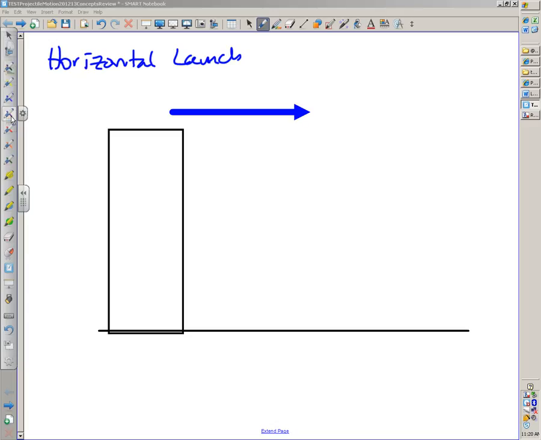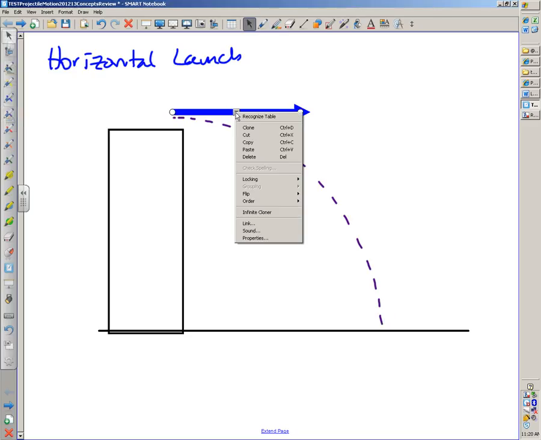But, as we discussed, it doesn't lose that horizontal portion of its motion, so now it's doing 2 things at the same time. It's moving both horizontally and vertically. The end result of that is what shape? Parabola, or in this case, half a parabola, right? That takes us right around there. Okay?